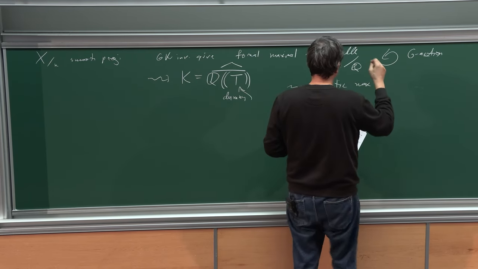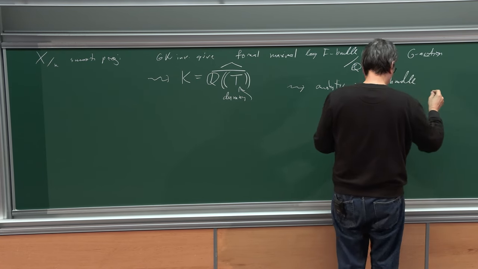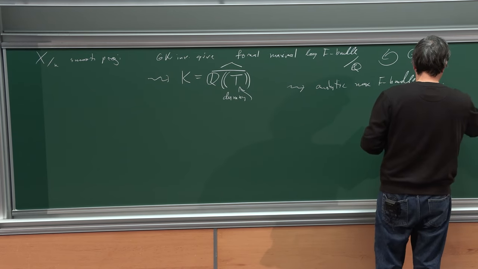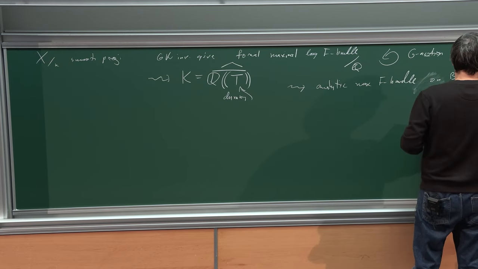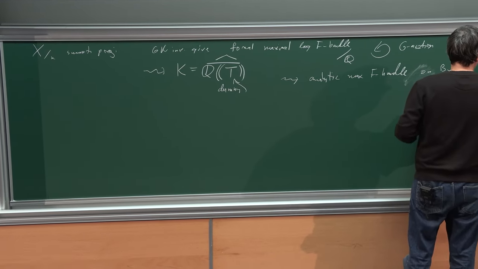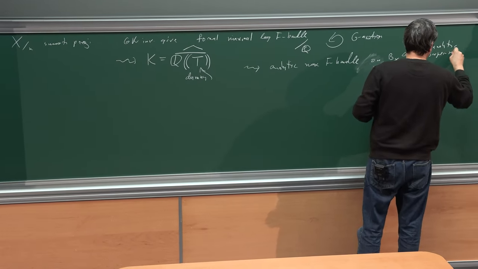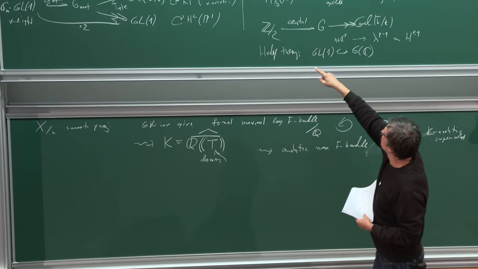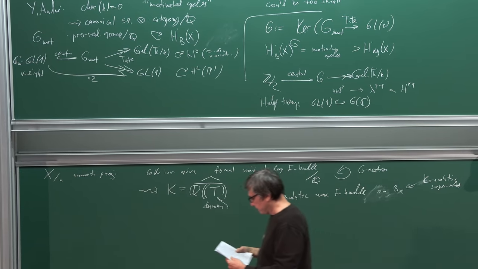Now, a maximal log F bundle without formality, over some base which is a K-analytic supermanifold. And the central Z2 involution of G acts by (-1) to the parity on the supermanifold.